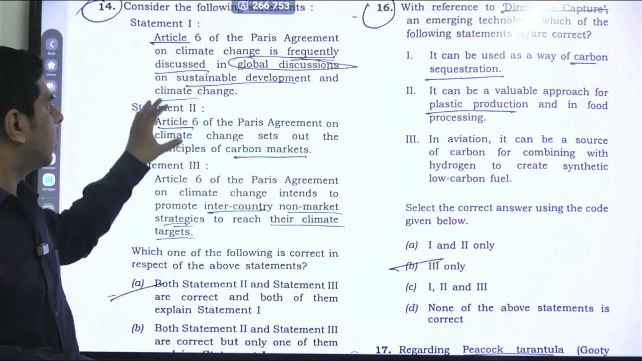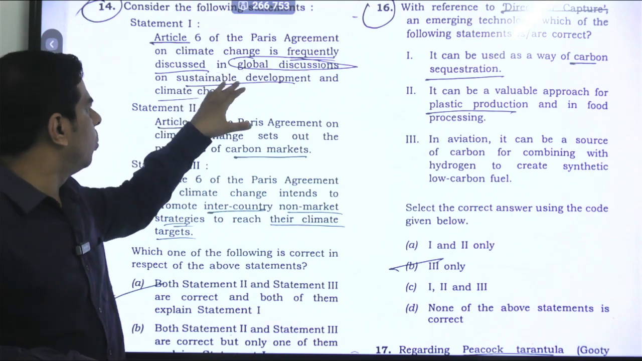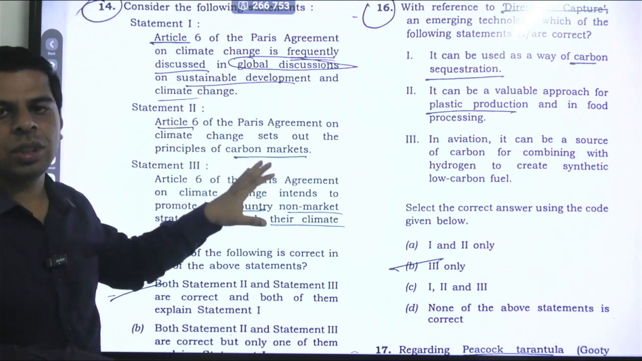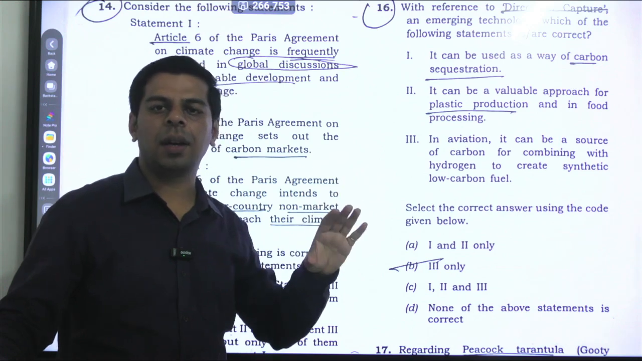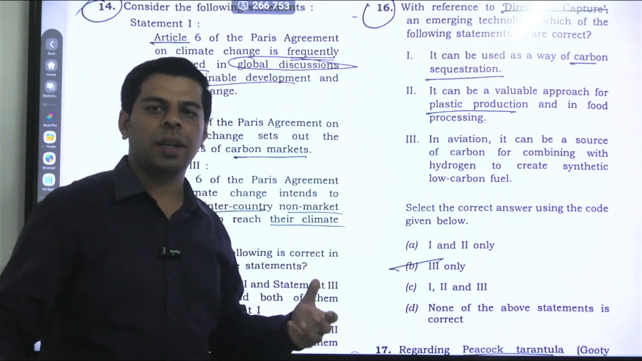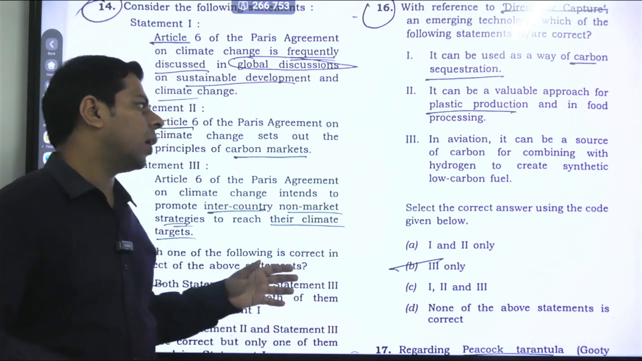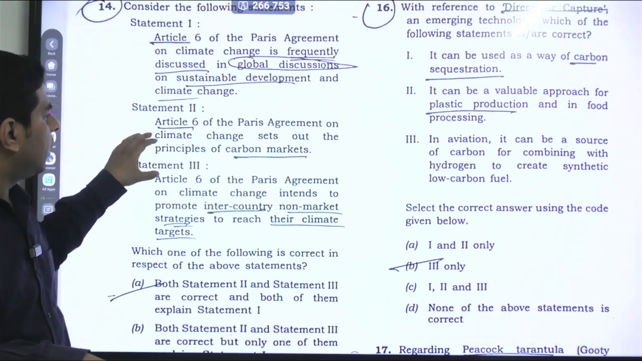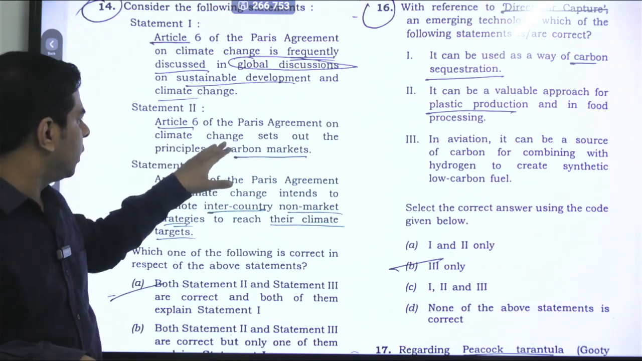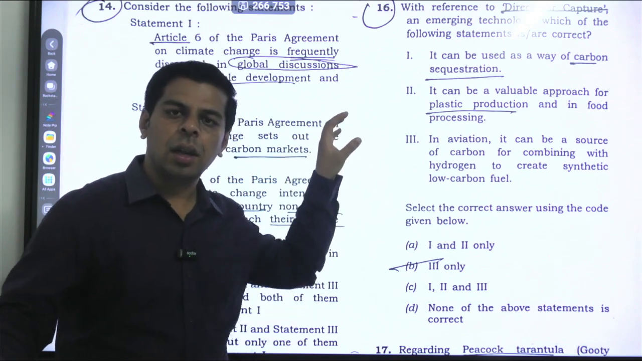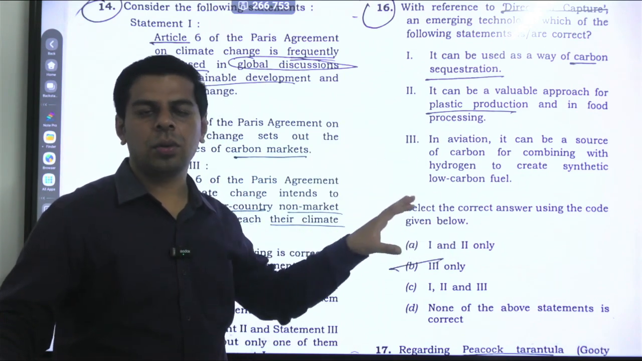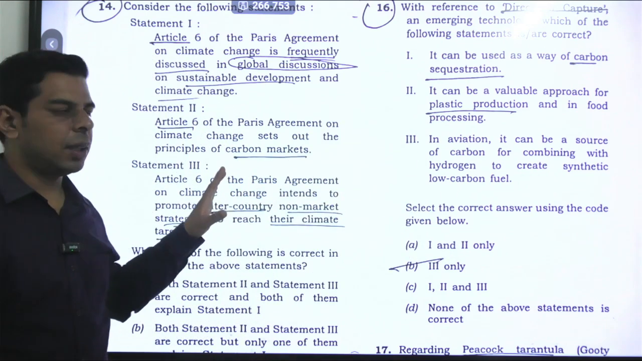So finally, there were some headways in which you could say the global discussion on sustainable development and climate change revolved, because a lot of people feel that after the Kyoto Protocol, this carbon market has to be operationalized on the next level, and we have to bring countries into compliance. The second statement says that the climate change sets out the principles of carbon market. So this is a dedicated article which is totally revolving around the carbon market. So this statement is once again correct.